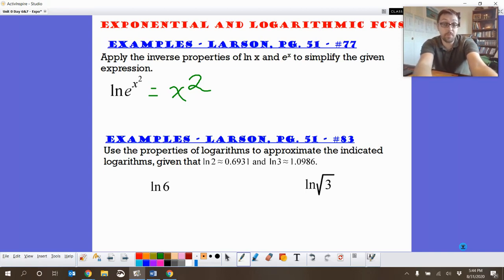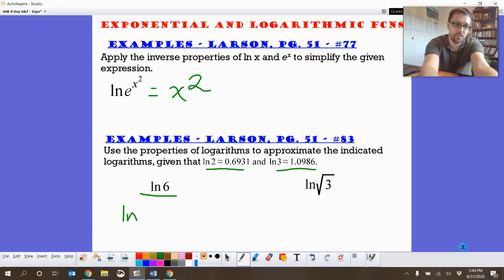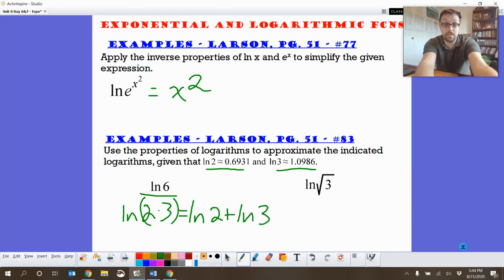Now we can use these properties in little goofy ways, where if I'm trying to find the natural log of 6, sure, I could type that into my calculator, but it's given me a couple things. So let's do some tricks. I know that 6 is 2 times 3. And since it's inside of a logarithm, I can break that up into two separate logarithms added together, ln of 2 plus the ln of 3. So I know what those are.